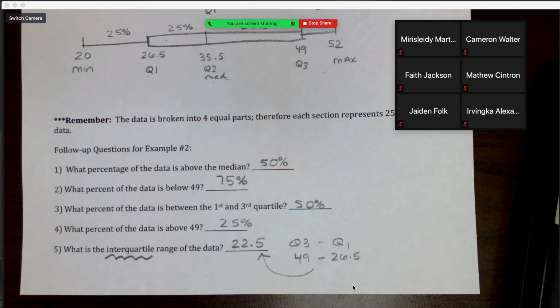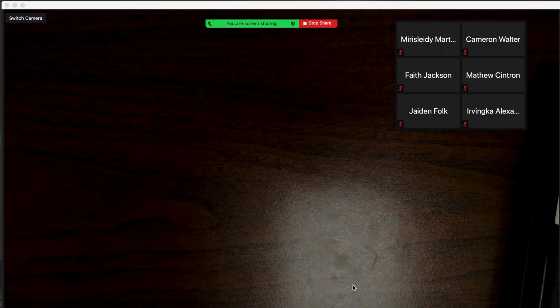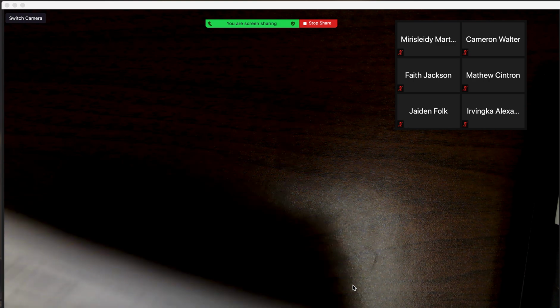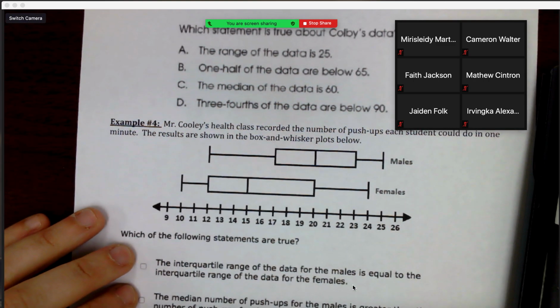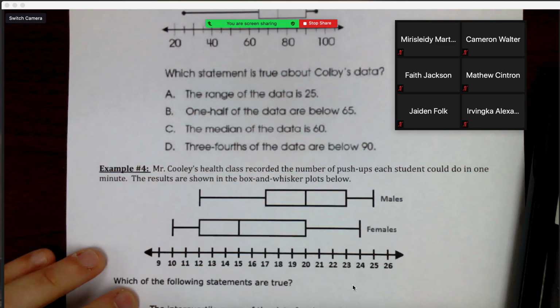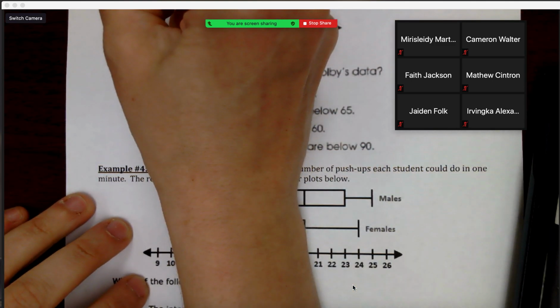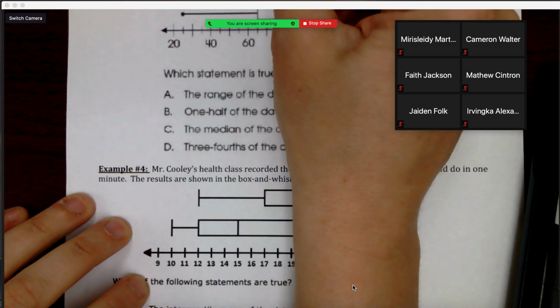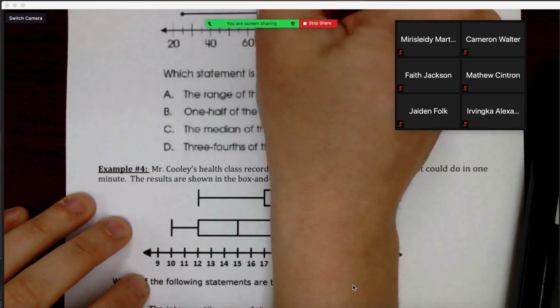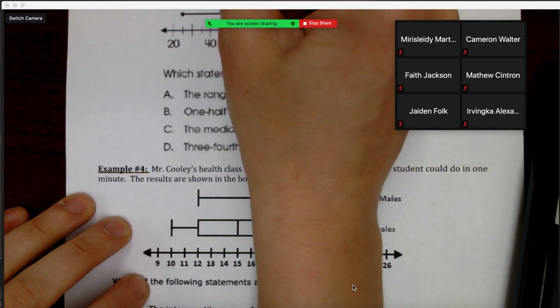Right. Let's go on to the last page. It's not a lot of work. It's just answering some multiple choice questions that would be typical to a Keystone exam. Colby, we have this information here. So sometimes I like to just sort of add the stuff that I know to it. Here's Q3, here's Q1, here's the median.